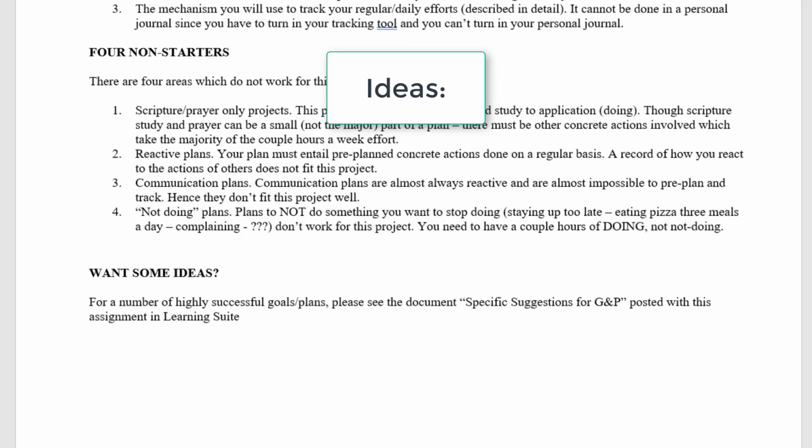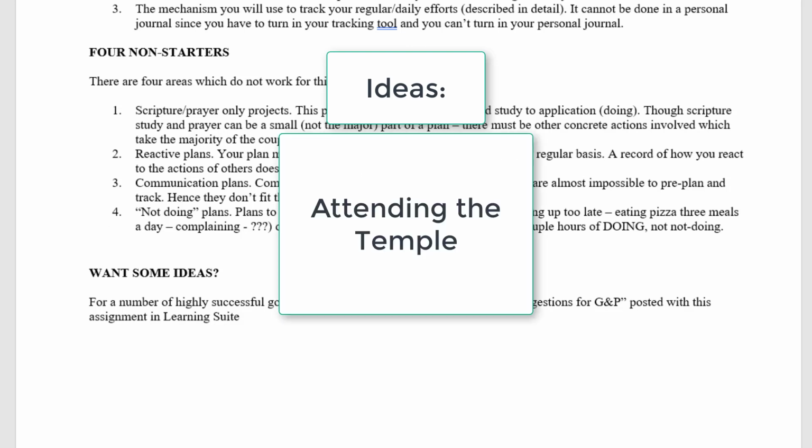Now here are some ideas. Attending the temple is the single most popular project. Many students will have a goal to work on spirituality one way or another, and the temple is a great way to do that. The second most popular plan is service. Pre-planned service, whether that's through formal service projects or goals to do things regularly for a spouse or roommate, is another great idea. Dating actually does work, but be careful on this one. It does require someone else's agency, and that could create problems in reaching the 2-hour-a-week requirement.